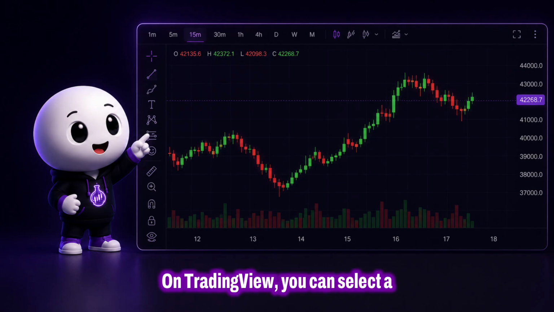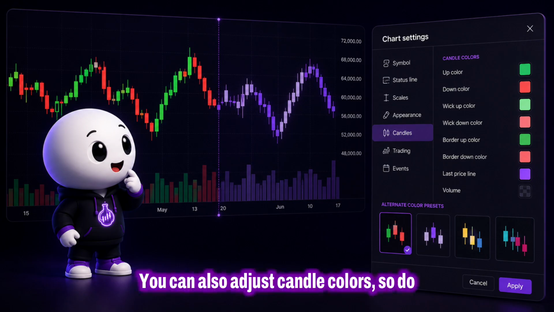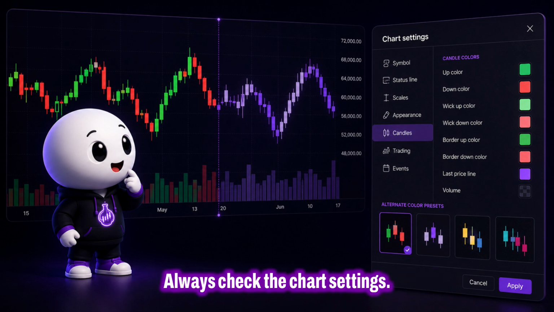On TradingView, you can select a candlestick chart, change the time frame, and inspect the open, high, low, and close values. You can also adjust candle colors, so do not assume that every chart uses green and red. Always check the chart settings.